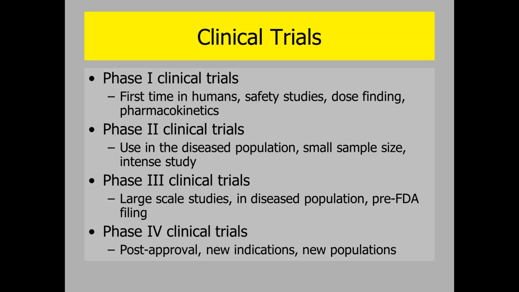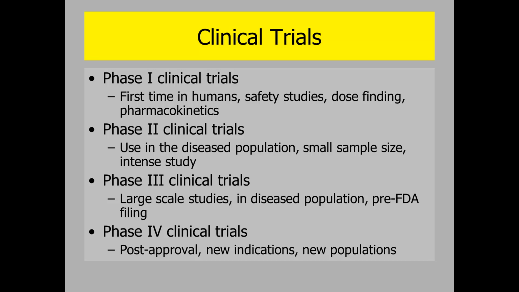Phase 2 clinical trials, now you're using it in populations with the disease. In chemotherapy drugs, they often use individuals with the disease for the phase 1 clinical trials as well. But in other drugs, they may do some of the phase 1 clinical trials without actually having the disease, just to show that they're safe. So phase 2 clinical trials have a small sample size, and those individuals are studied intensely.